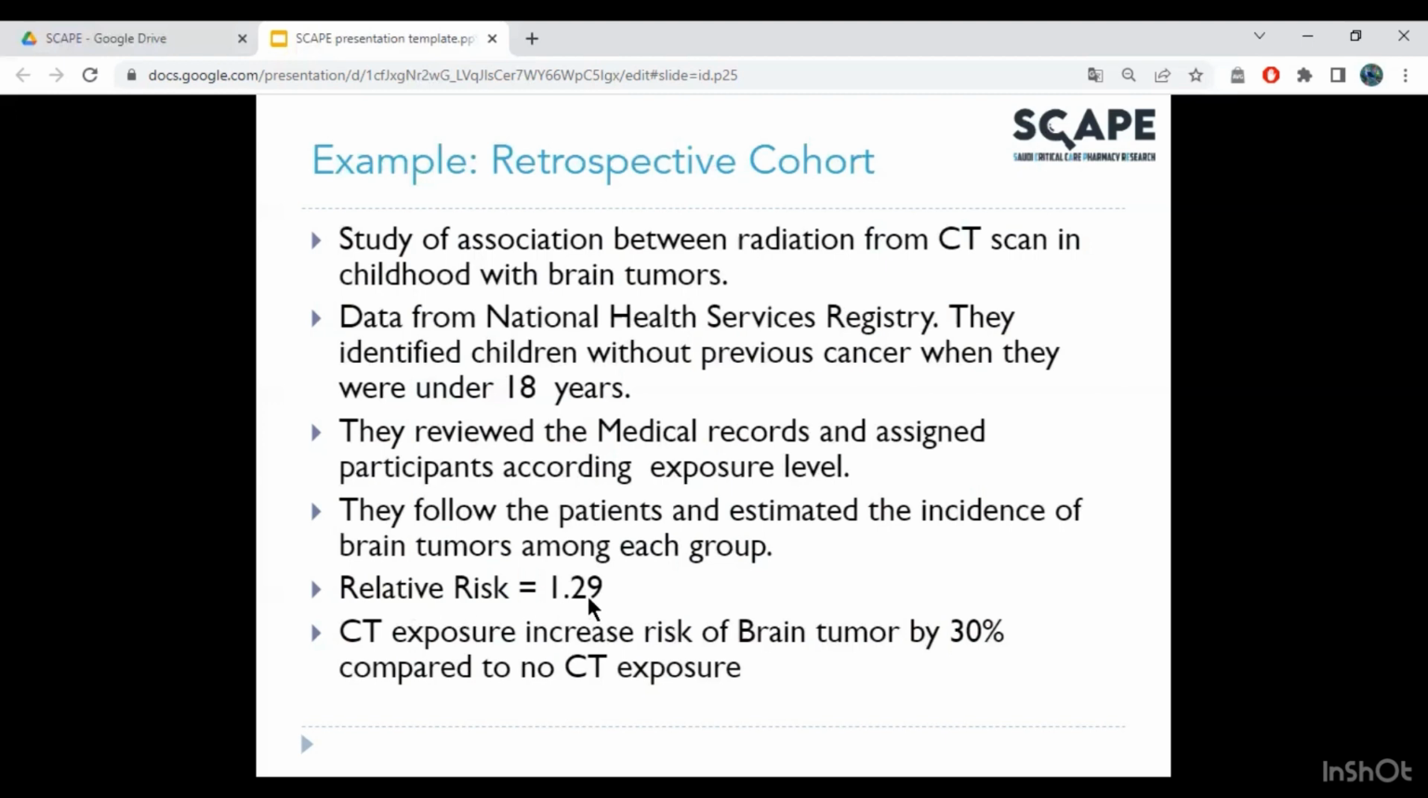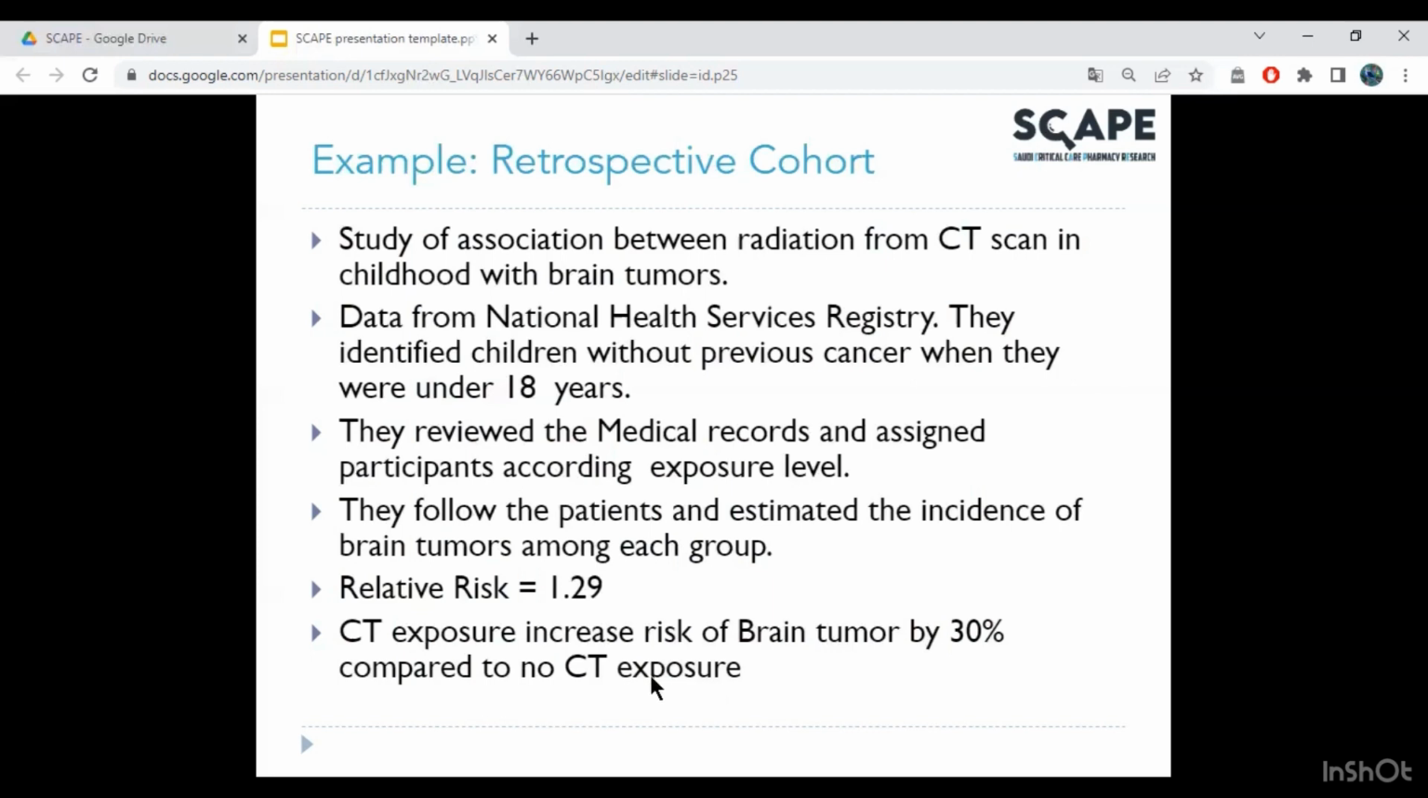It happens to be 1.29. And what does that mean? Let's round this 29 into 30. It means that CT exposure increased the risk of brain tumor by 30% compared to no CT exposure in children.